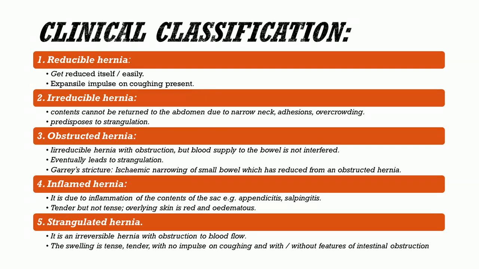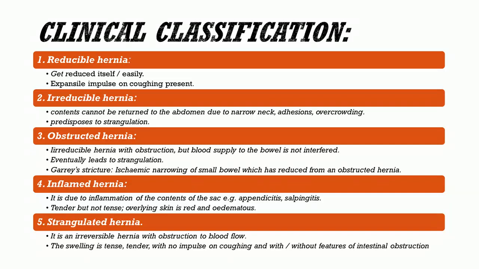Irreducible hernia, here contents cannot be returned to the abdomen due to narrow neck, adhesions, overcrowding. Irreducibility predisposes to strangulation. Obstructed hernia, it is an irreducible hernia with obstruction, but blood supply to the bowel is not interfered. It eventually leads to strangulation. Garre's stricture, constriction that occurs due to ischemic narrowing of small bowel which has reduced from an obstructed hernia.